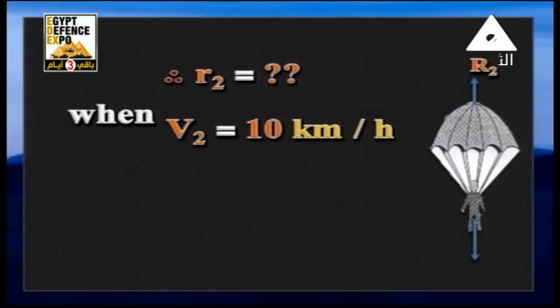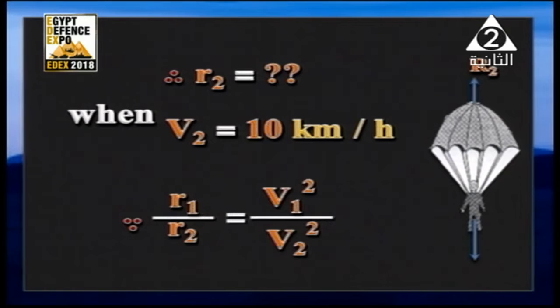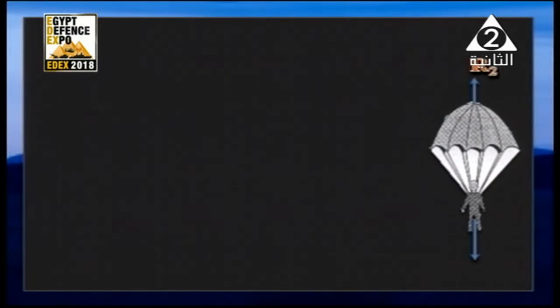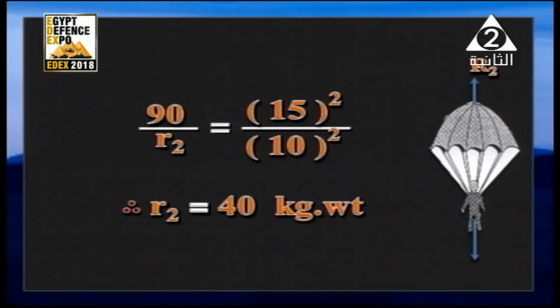What is the rule? Excellent student. R1 over R2 equals V1 square over V2 square. Resistance is proportional to the square of the velocity. Therefore, by substitution, 90 over R2 equals 15 square over 10 square. By using cross multiplication, R2 equals 40 kilogram weight.